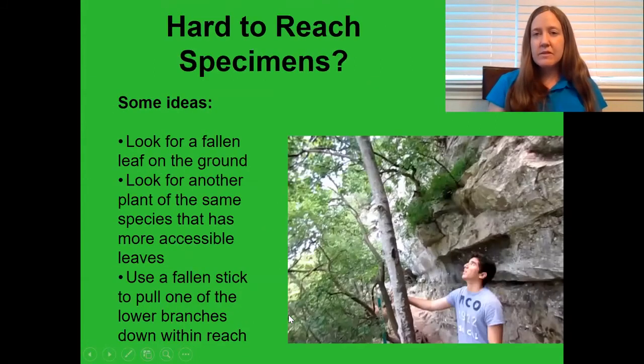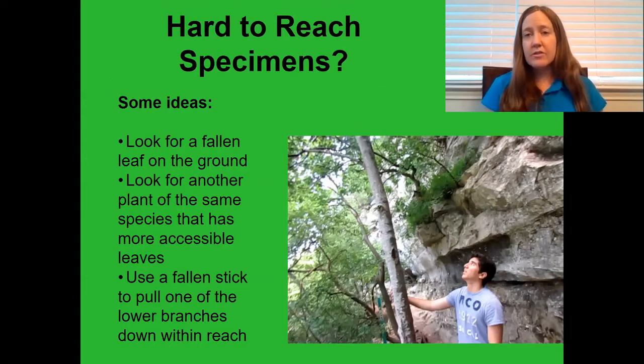If you have samples that are hard to reach, like say the tree you're looking at doesn't have leaves low enough for you to reach, you can look for a fallen leaf on the ground, one that has fallen nearby. You could use that for your sample. You can look for another tree if it's the same species and close by and get a leaf off of that one if they're easier to reach.